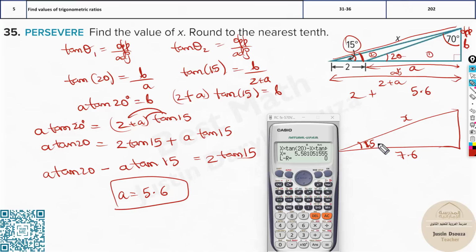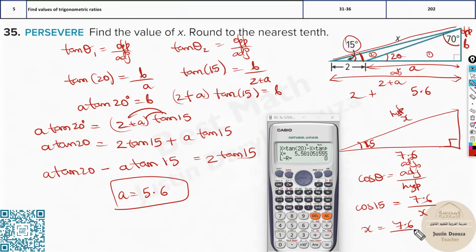So which will relate it? 90 degrees. This is the hypotenuse, and this for theta will be the adjacent. Let us use cos theta. Cos theta is adjacent by hypotenuse, and now substitute the values. Cos 15 degrees will be equal to 7.6 divided by hypotenuse, which is x. So I'll take x to the other side. It will be 7.6 divided by cos 15 degrees, and whatever we get will be the answer.